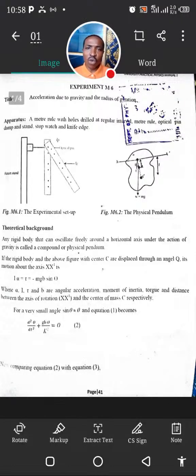Then we have the stopwatch. Of course, you know what a stopwatch is, to help you get the timing. And then we also have the knife edge. Of course, the knife edge is used to, first of all, determine the center of gravity of the meter rule. Okay, which we are going to also use to do some work there.